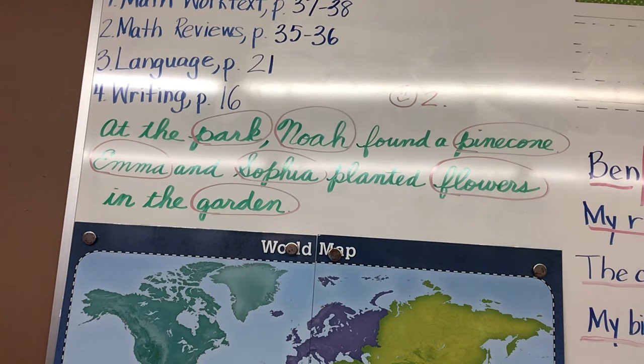All right, and they said also do number 9. So let's read number 9. Mom gave the boys a towel. What are we going to circle? Mom. Mom is a noun. What else? Boys. And towel. Very good.